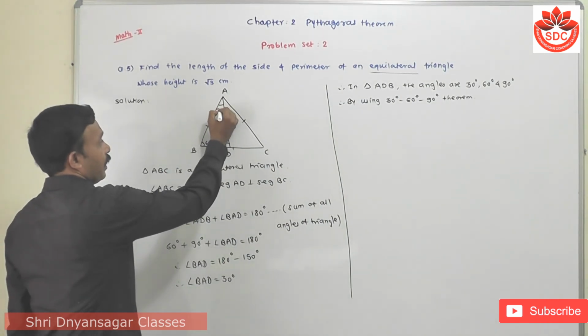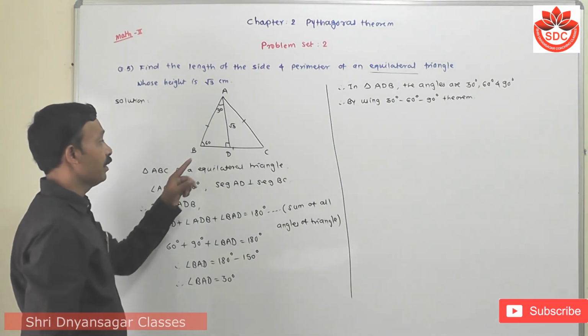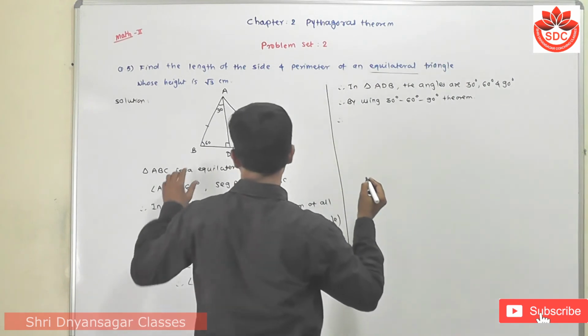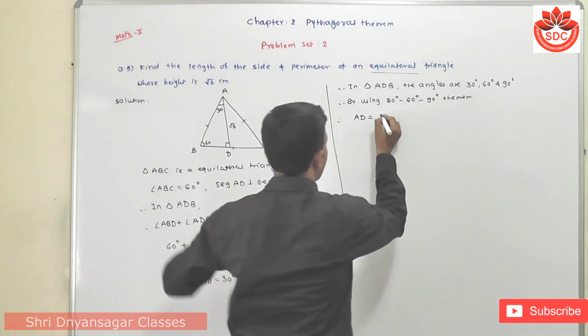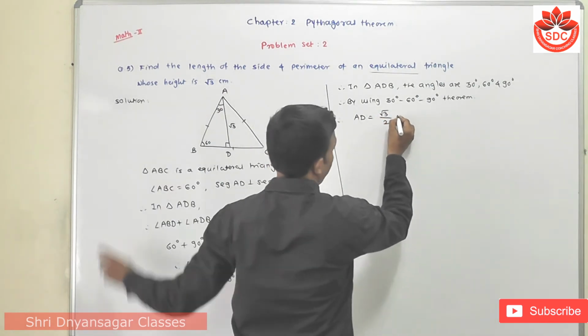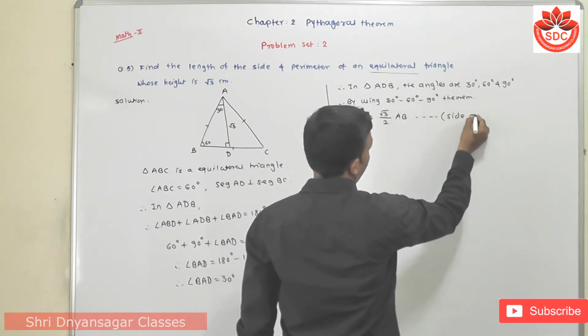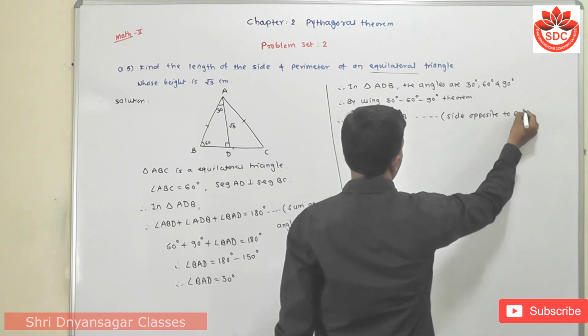This is 30 degree, this is 60 degree, this is 90 degree. Then here we have to use this relation: the side opposite to 60 degree, which is AD, is equal to root 3 upon 2 times its hypotenuse. Hypotenuse is AB. The reason is that AD is the side opposite to 60 degree.